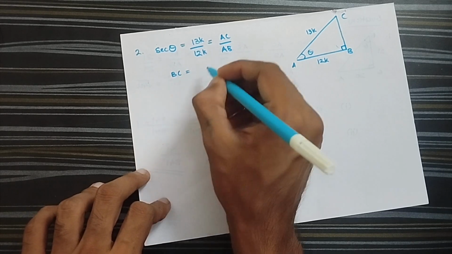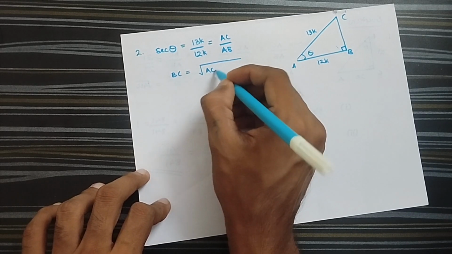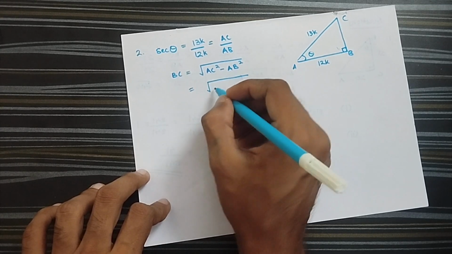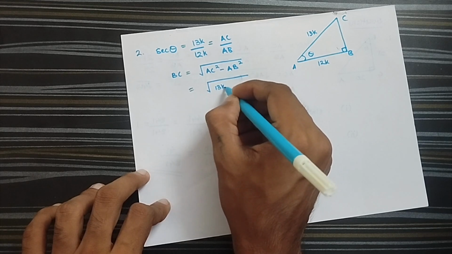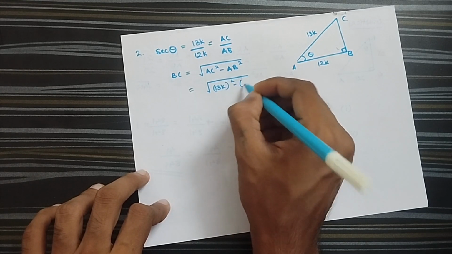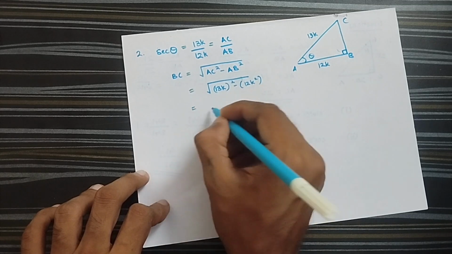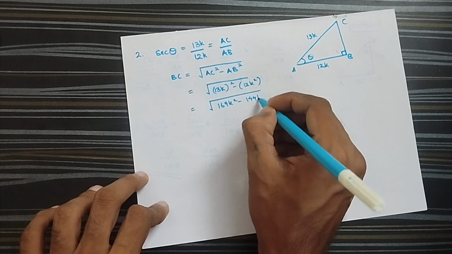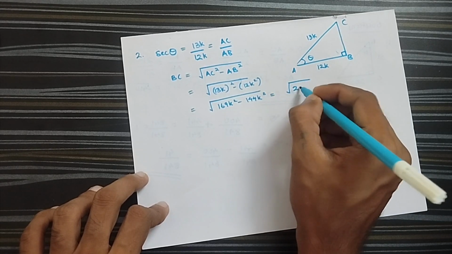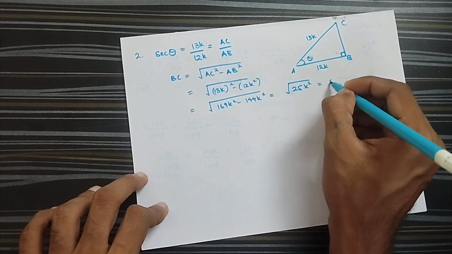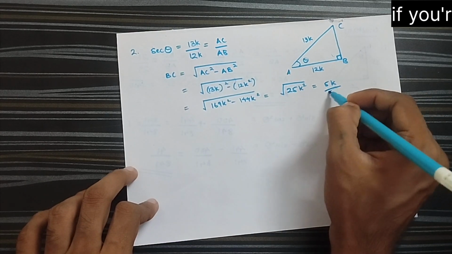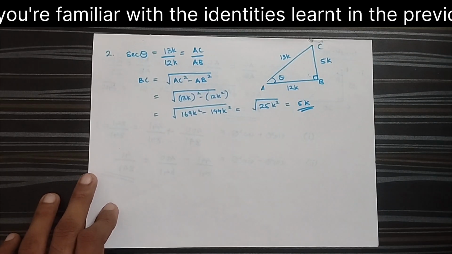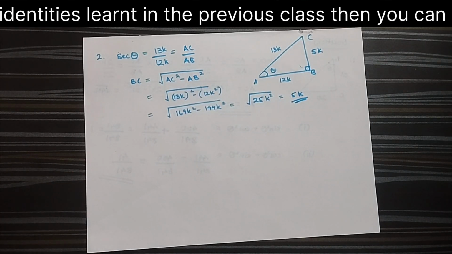So BC would equal root of AC square minus AB square, which would be equal to root of 13k whole square minus 12k whole square, which is equal to root of 169k square minus 144k square, equal to root of 25k square. We remove the root: 5k. So we found BC is 5k.